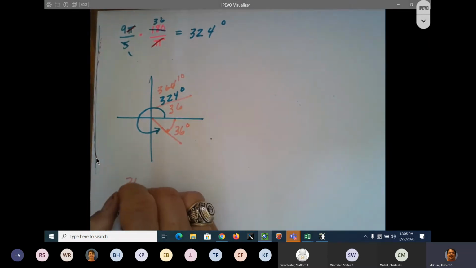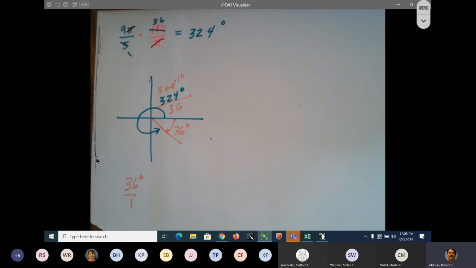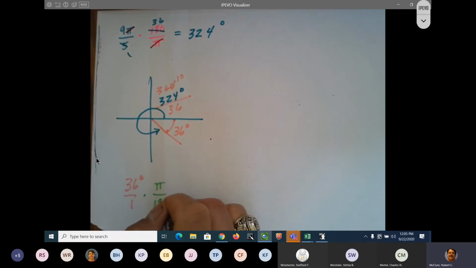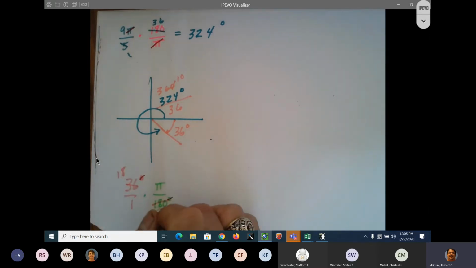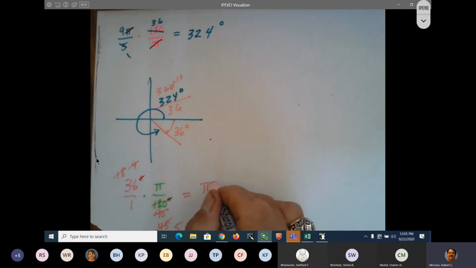So 36 degrees over 1 multiplied by pi over 180, because I want the degrees to cancel. And divide 36. Well, 36 can be divided by 2. That'd be 18 over 90. And that'd be 9 over 45. And 9 will go into 45 5 times. So I got pi over 5.